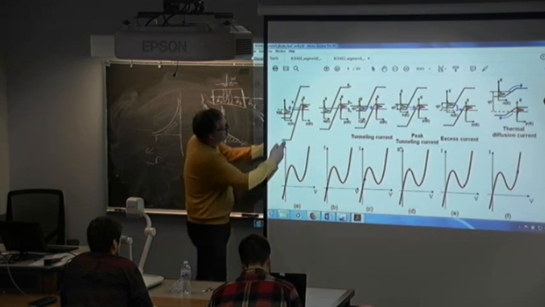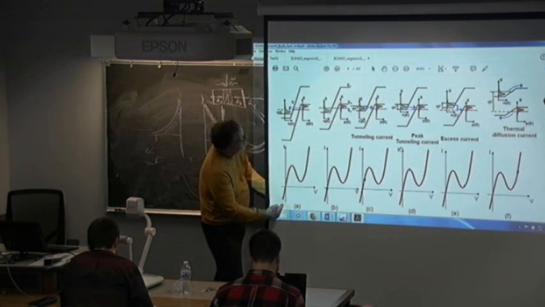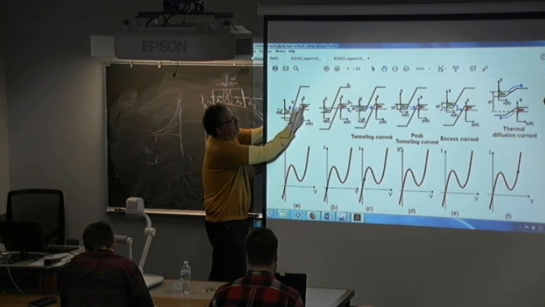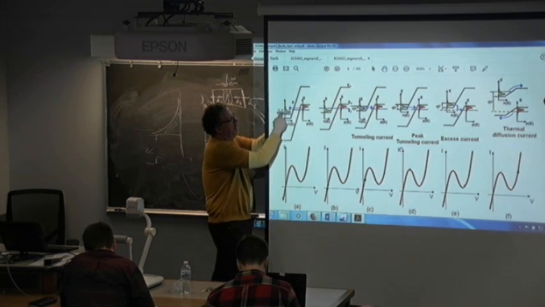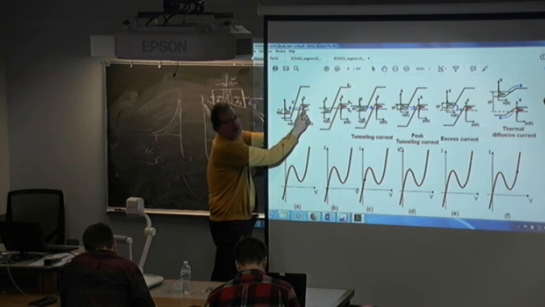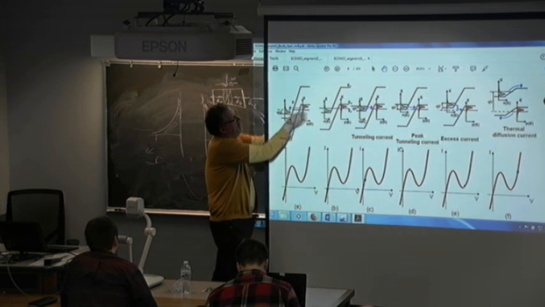And what do you get in reverse? I get immediate Zener. I get these carriers coming over. Actually, it's not the holes. It's actually these electrons here. These electrons coming over.